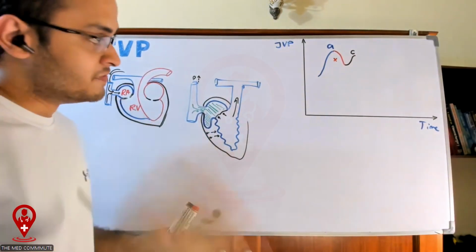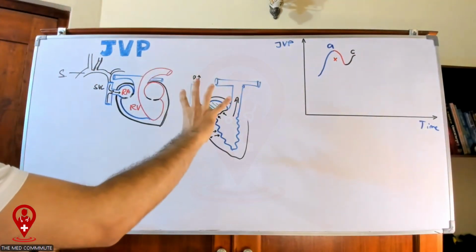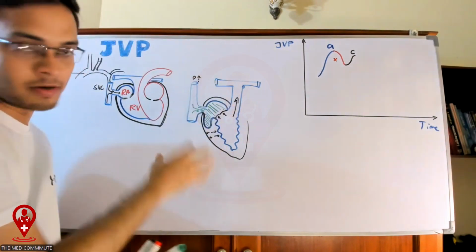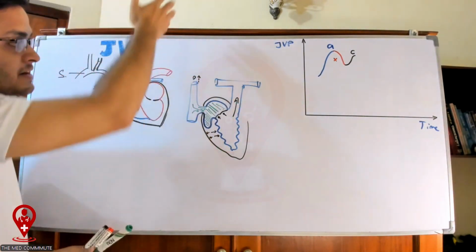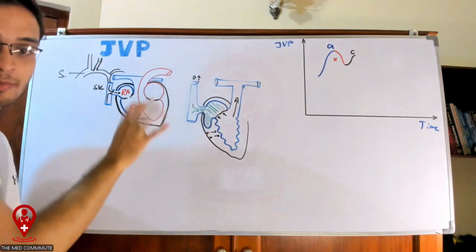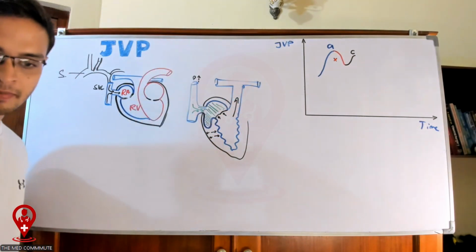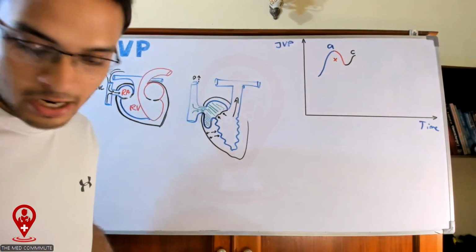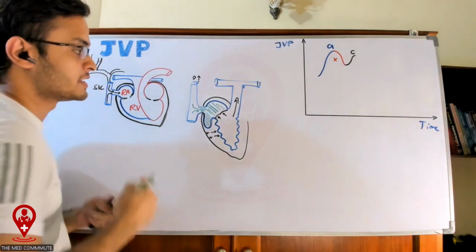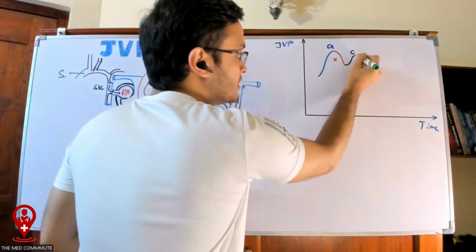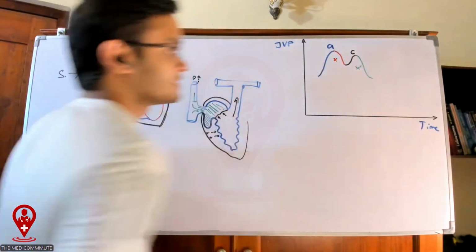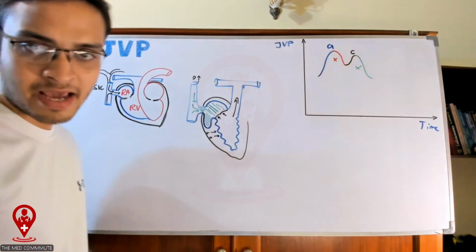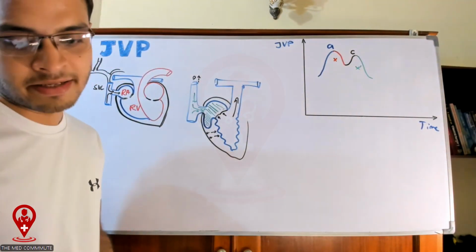This increase in the space causes a pressure drop. The increase in space in the right atrium causes a massive pressure drop, and it allows a lot of blood to be brought into the right atrium. So this is what we are going to see as our next wave. I will draw it in green. Here we have a massive drop, what we call the X dash.